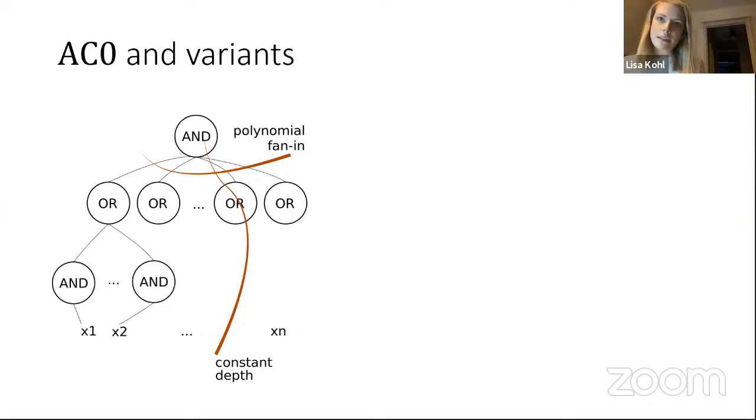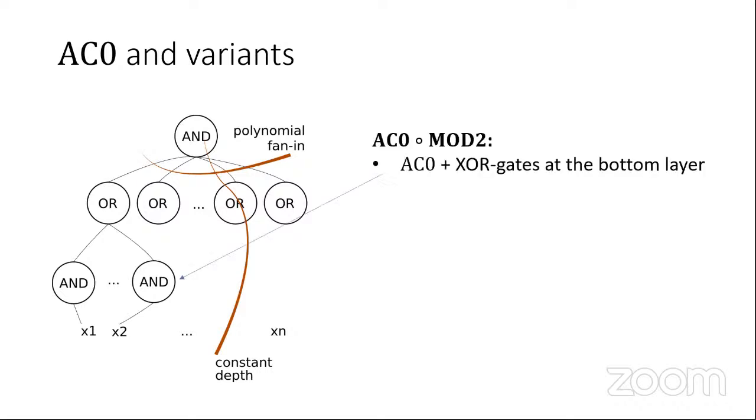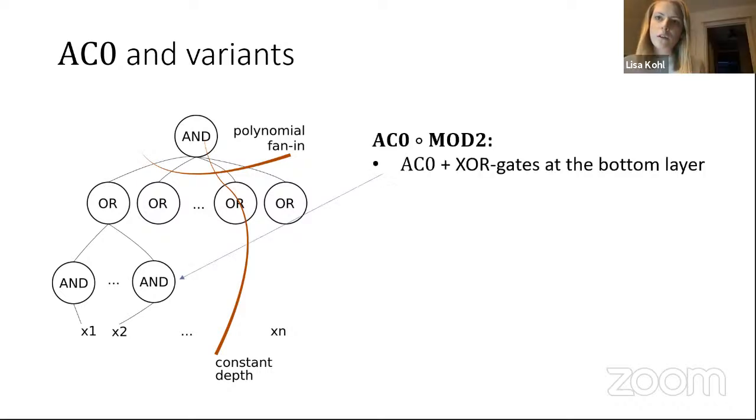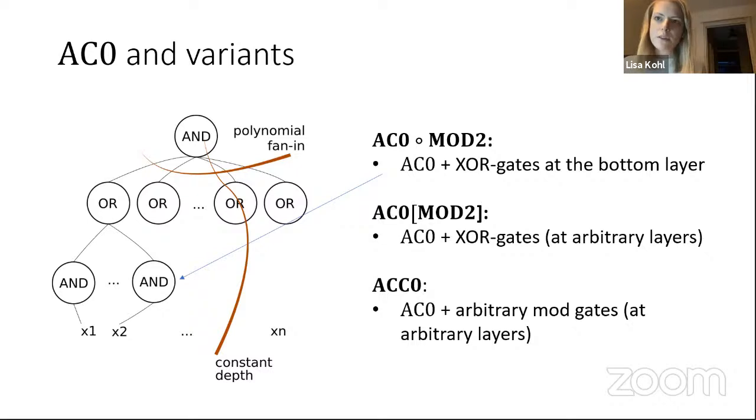AC0 is the class of circuits with constant depth and polynomial fan-in. And we consider AC0 on top of parities, where the bottom layer is allowed to be a layer of XORs. More generally, we consider AC0 mod 2, where the XOR layers are allowed to be arbitrary layers. And on the next slide, you will also see ACC0, where there are arbitrary mod gates, mod 2, mod 3, and so on at arbitrary layers.